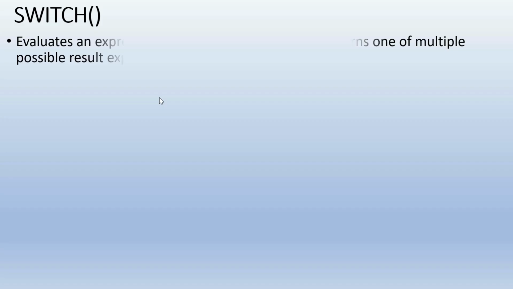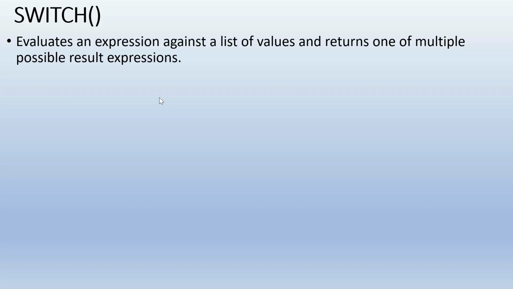The last function from the logical functions is the switch statement, or switch function. If you have already studied programming, the switch statement is the same case. In the switch function, we evaluate an expression against a list of values and return one of multiple possible result expressions. That means we specify an expression and give the function a choice from multiple values, and it returns one of those multiple possible expressions, right?